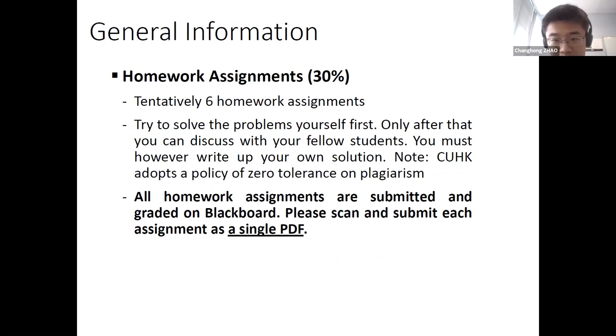All the homework assignments are submitted and graded on Blackboard. So every time you complete your assignments, please scan your solutions as a single PDF and submit under the correct link on Blackboard. I will announce homeworks and post the links and the problem sets, usually one or two weeks before the deadline.